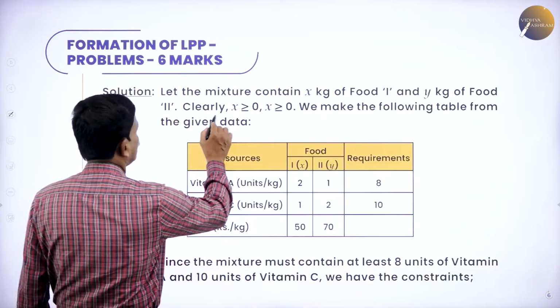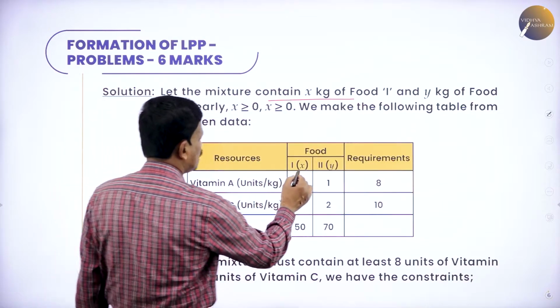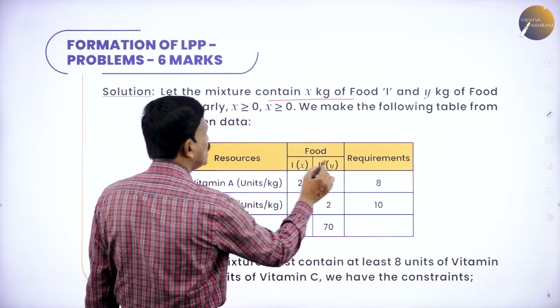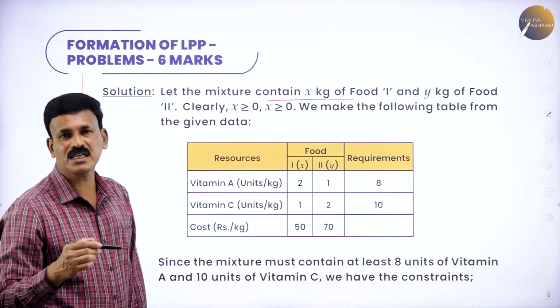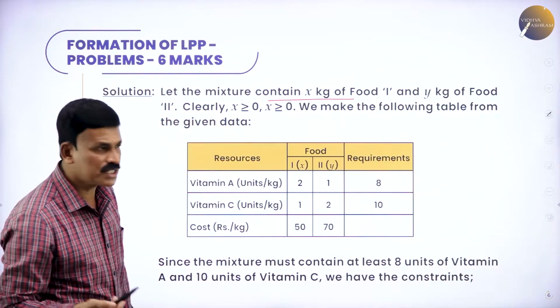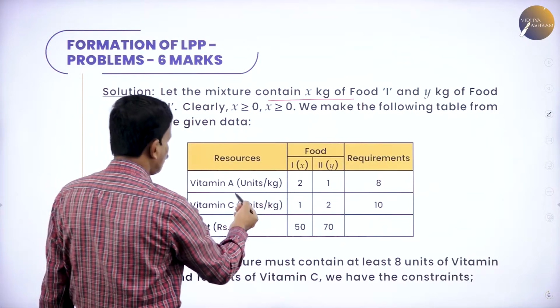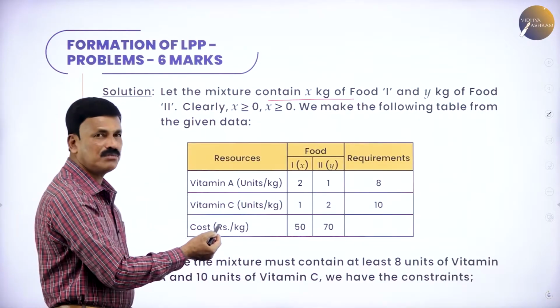Now let us define. Let the mixture contain X kg of food 1 and Y kg of food 2. Clearly X is greater than or equal to 0 and Y is greater than or equal to 0, the non-negative restrictions. Then we can form the table. What are the resources given? Vitamin A and vitamin C.